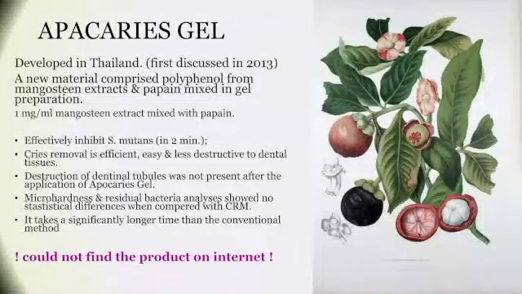Amongst many studies on papain-containing products, Apocari's gel also pops up. This has been developed in Thailand, and what is interesting about it is that they are including mangosteen extract in combination with papain in the composition of this gel. However, I didn't find that much information on this product. There were only a few studies mentioned, and I took most of my information from a study done by Coley and colleagues in 2015.